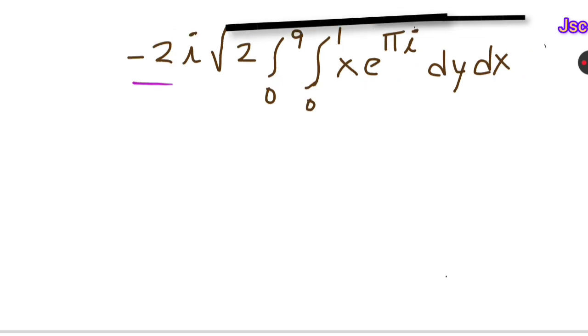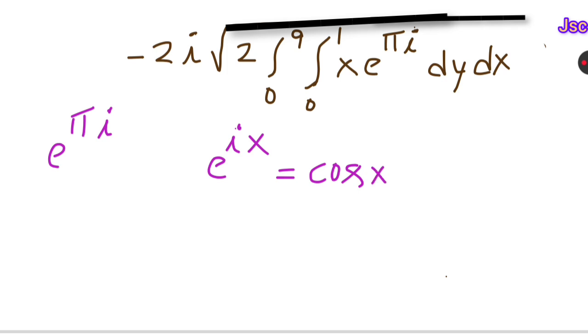Here we have minus 2i and here we have a double integral and x times e raised to the power of pi i. First I am going to observe this e raised to the power of pi i. Here we need to recall Euler's formula. What is Euler's formula? e raised to the power of ix is equal to cos of x plus i sin of x.